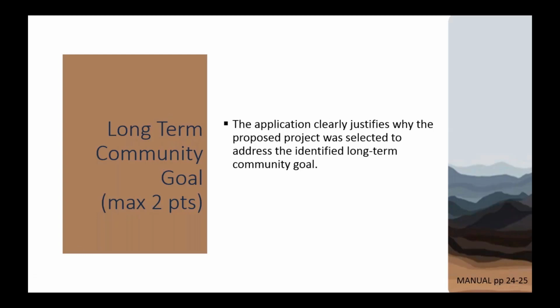Okay, so the long-term community goal. ANA wants to ensure that they are supporting projects that will lead to long-term community goals and have a lasting impact. So the application starts with identifying a long-term community goal identified through a community process, such as surveys, meetings, and strategic plans. You'll notice that the FOA criteria wants you to identify your long-term community goal and then explain how the proposed project was selected to address it.